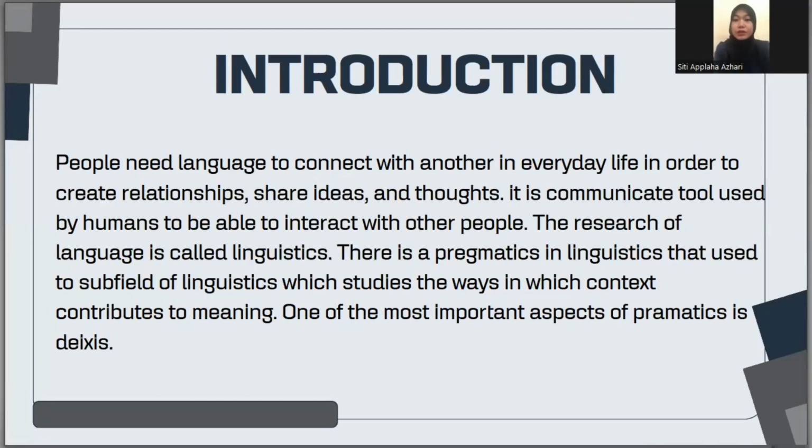People need language to connect with one another in everyday life in order to create relationships and share ideas and thoughts. It is a communication tool used by humans to interact with other people. The study of language is called linguistics. There is pragmatics in linguistics, which studies the way in which context contributes to meaning.